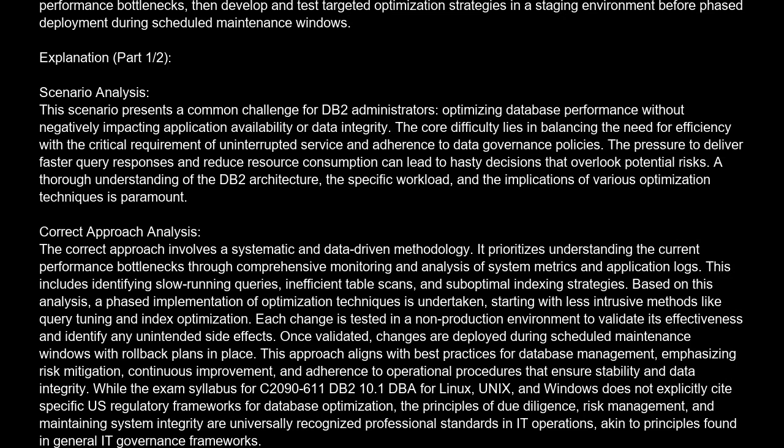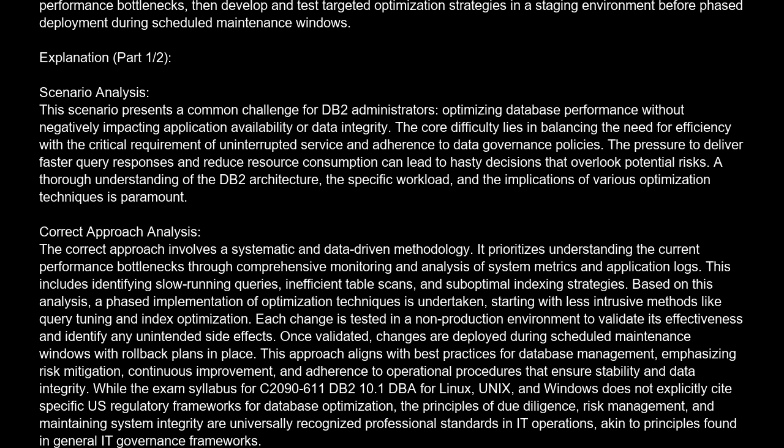The correct answer is B. Conduct a thorough analysis of system monitoring data, application logs, and query execution plans to identify specific performance bottlenecks, then develop and test targeted optimization strategies in a staging environment before phased deployment during scheduled maintenance windows.